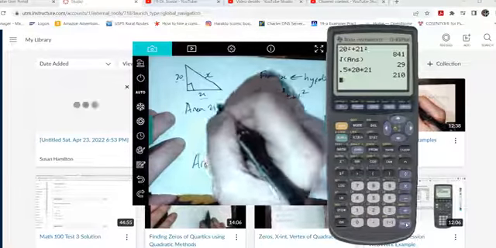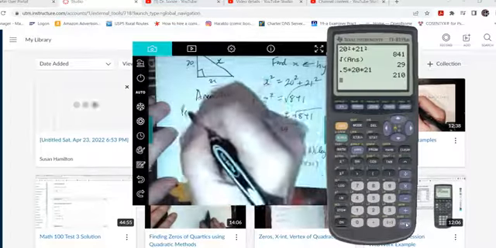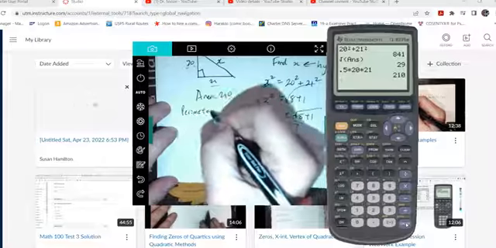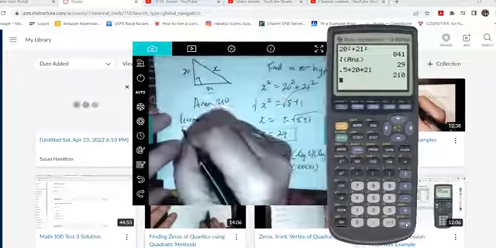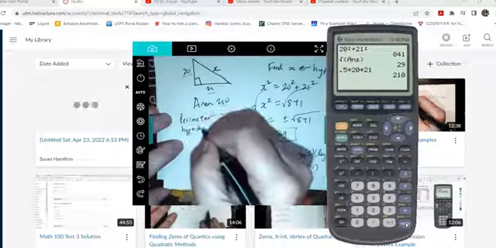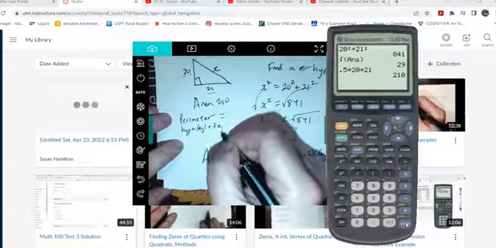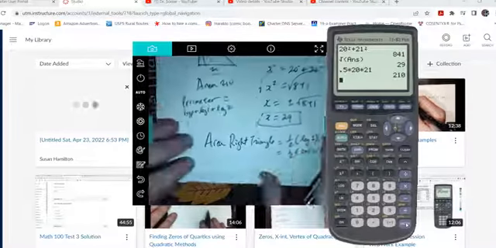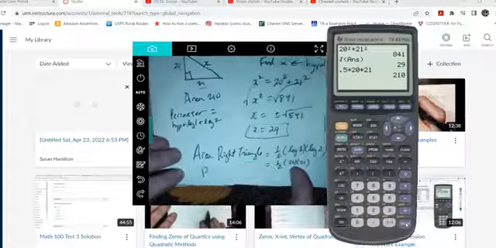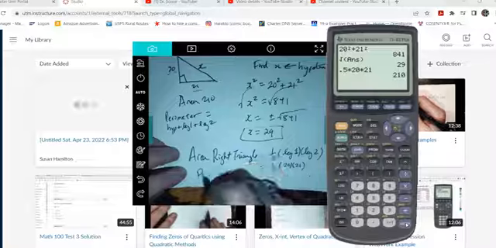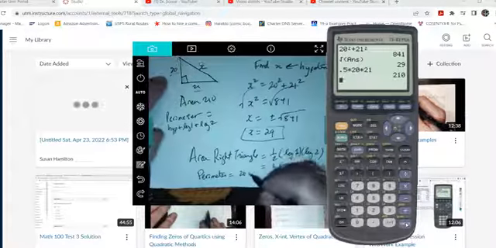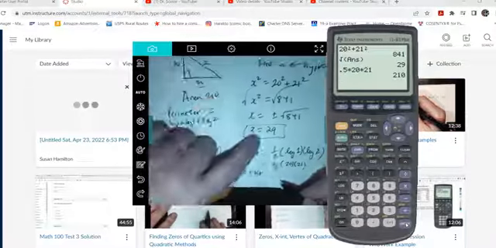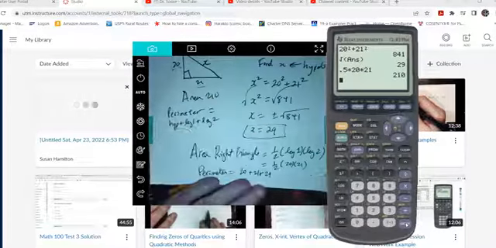Okay, so the area of this particular triangle is 210. Now, if we're asked for the perimeter, well, the perimeter of a triangle is the sum of all three sides. And so the hypotenuse plus leg 1 plus leg 2. Okay. So if we were asked for the perimeter of the triangle that we just found, it's going to be 20 plus 21 plus 29.